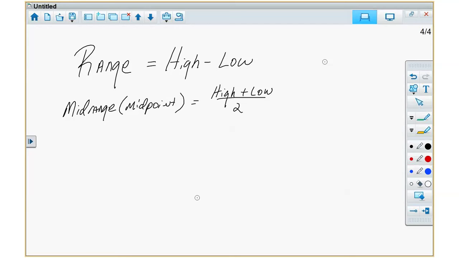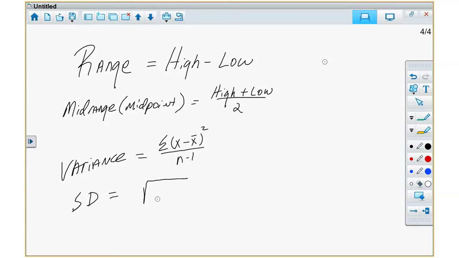Now, the variance is equal to the summation of x minus x bar, quantity squared, over n minus 1. And then the standard deviation is equal to the square root of the what? The variance.